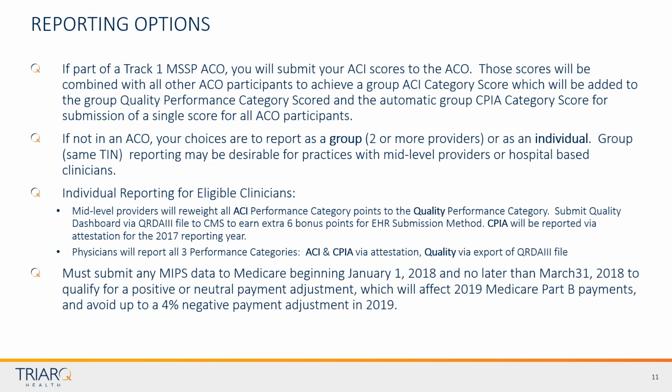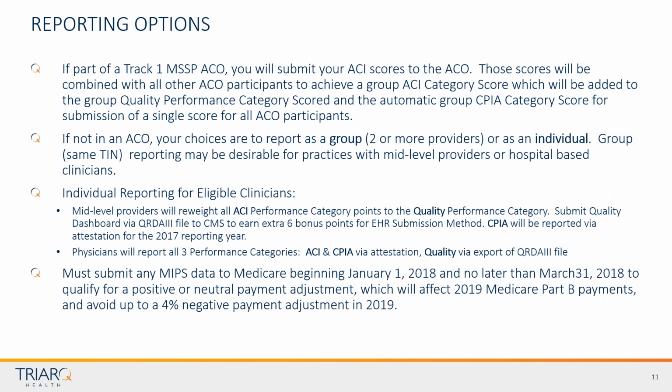You'll run your quality dashboard at the group level. You'll take the ACI dashboards for the providers, and you'll just report as a group. If you are an individual reporting clinician, obviously the mid-level providers, we talked about this earlier, your ACI performance category points will be reweighted to quality, and then you'll submit that QRDA3 file to earn your 6 bonus points, and the CPIA will be reported via attestation for the 2017 reporting year.